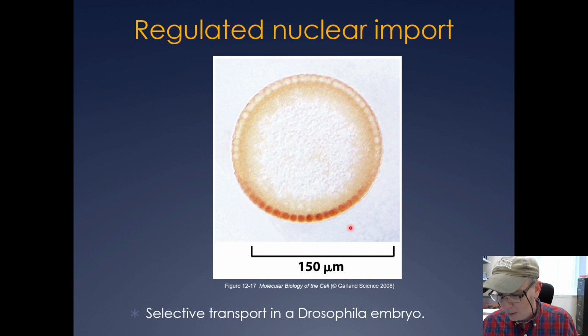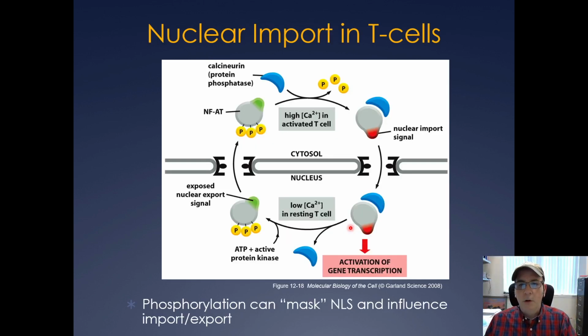Okay. And as I mentioned before too, oftentimes the phosphorylation state of a cargo molecule can determine whether or not a protein is in the cytosol or the nucleus. And this happens a lot, especially with cell signaling and whether or not a transcription factor is going to be in the nucleus or in the cytosol.